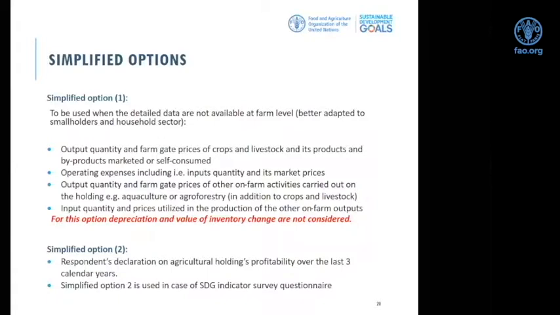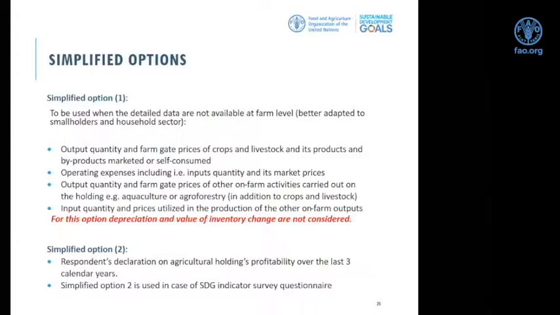For this simplified option one, we exclude depreciation and value of inventory change. From experience and from data that we have received from countries, usually this information is not captured by small-scale food producers or small subsistence agriculture production systems.